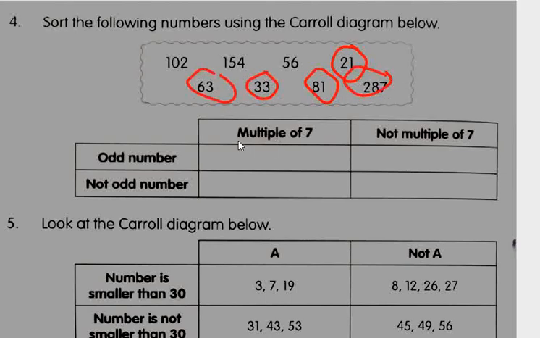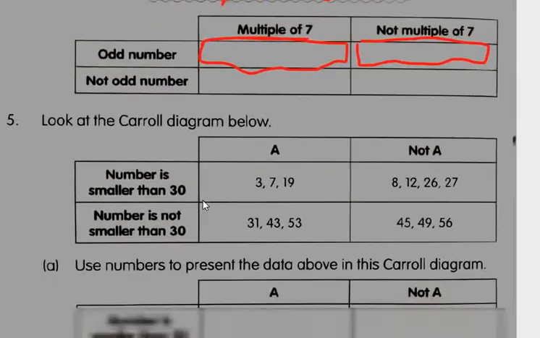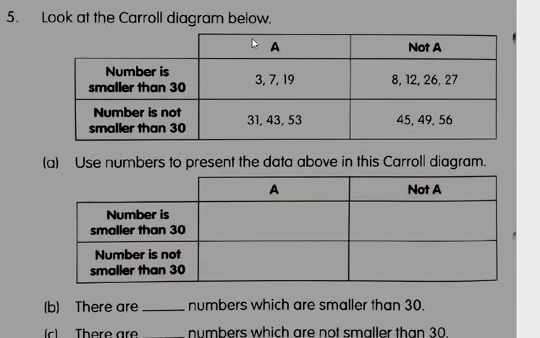And which ones are multiples of 7? To decide, just divide by 7. If it can be divided by 7, then it will belong to the first box. Otherwise, it will belong to this box. All right. Then number 5, look at the Carroll diagram below.